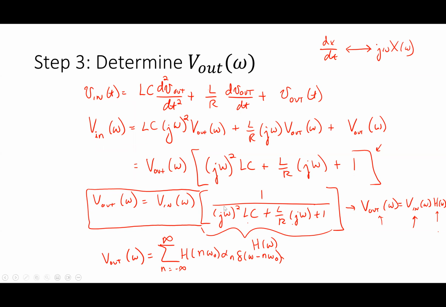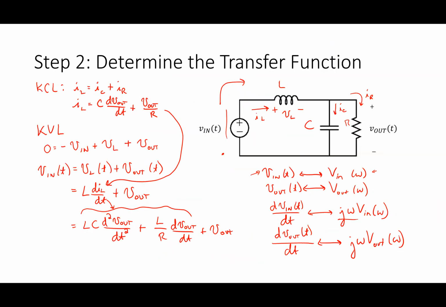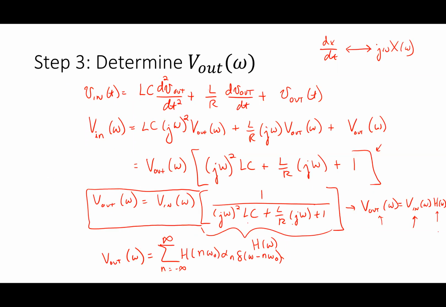Transfer function H of omega times the Fourier transform of the input is equal to the Fourier transform of the output. This H of omega, how else could I have gotten H of omega? So I walked through this whole thing about, okay, I get a differential equation from the circuit, and I can convert that differential equation into a transfer function. How else could I have gotten H of omega here? What other approach would have worked that you know from circuits too?